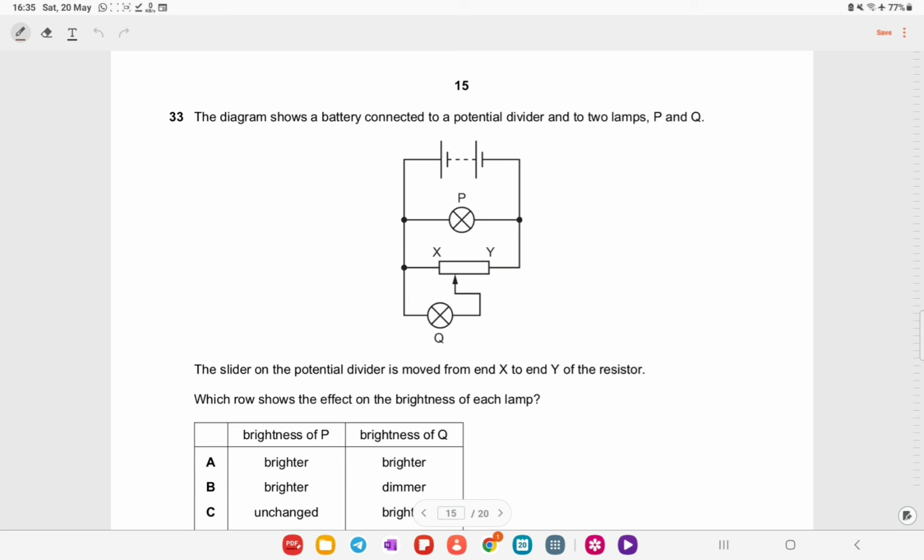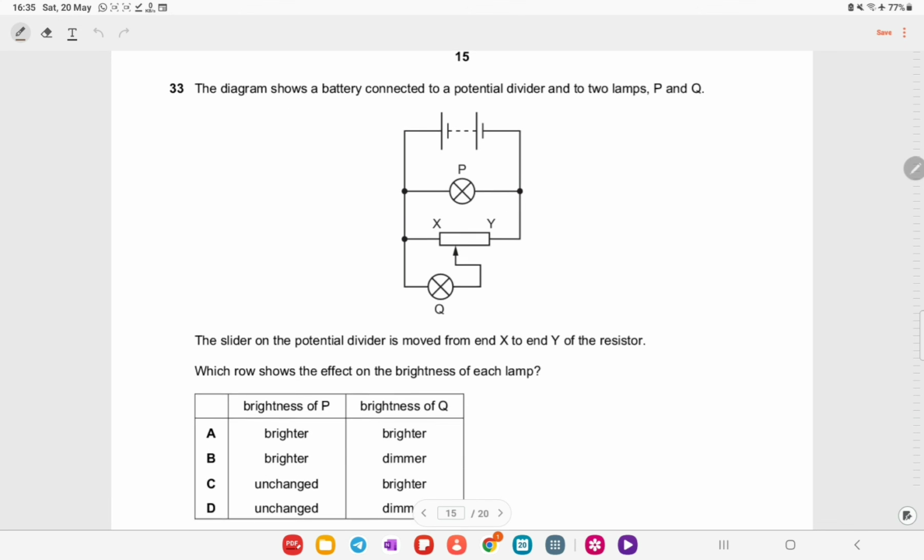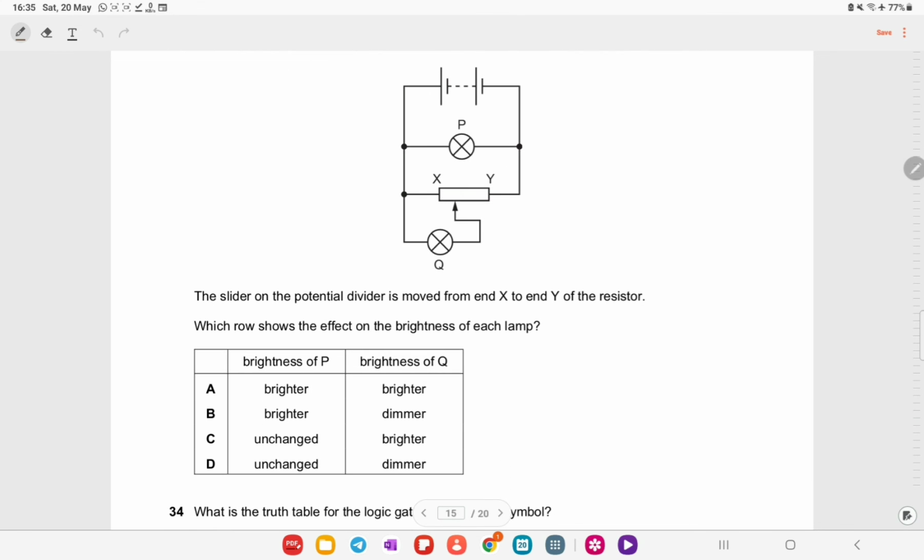The slider on the potential divider is moved from the end X to Y of the resistor. Which row shows the effect on the brightness of each lamp? The brightness of the lamp P is not going to change, because the amount of current traveling through P will not change, so it's going to be either C or D.